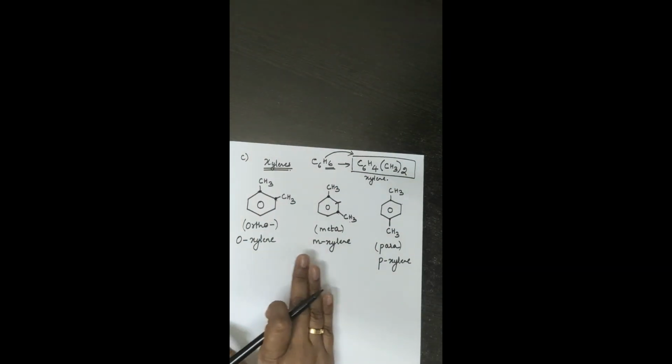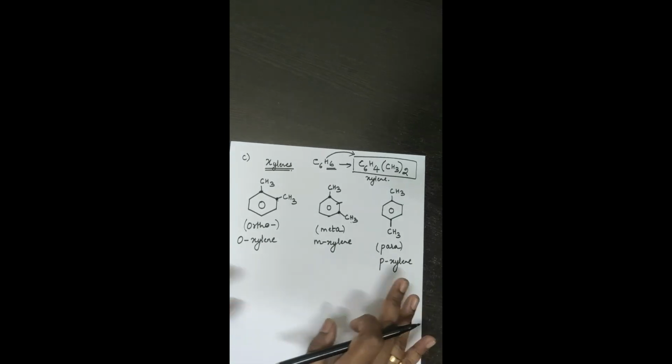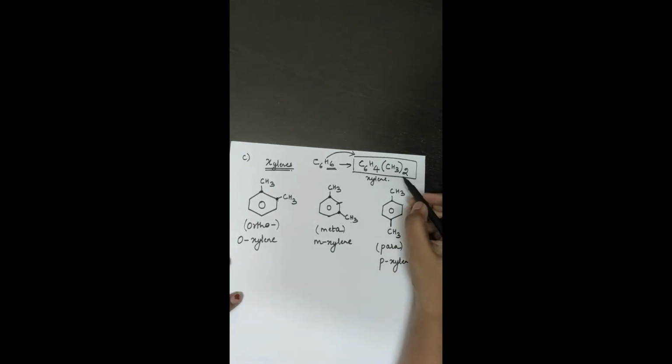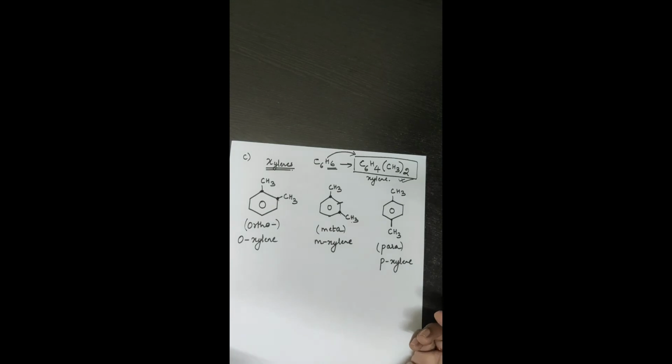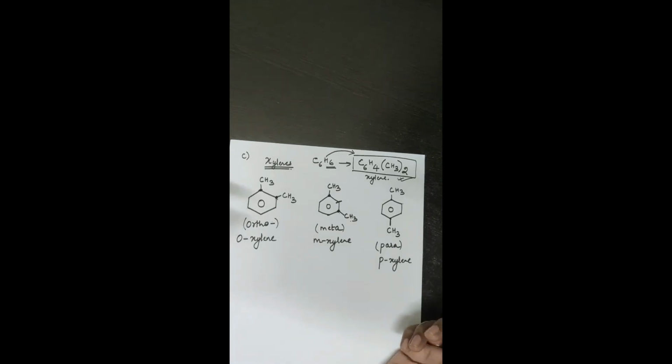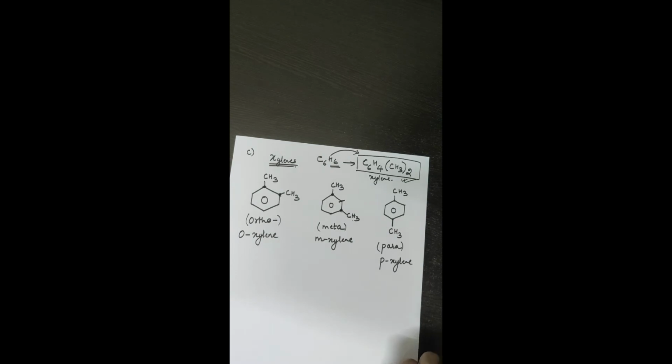So orthoxylene, metaxylene, paraxylene. So all the 3 will have what? Same. The molecular formula would be the same, but what are different? Their structures are different. Structures are different in which way? The position of the groups are different. I hope it is clear till here.